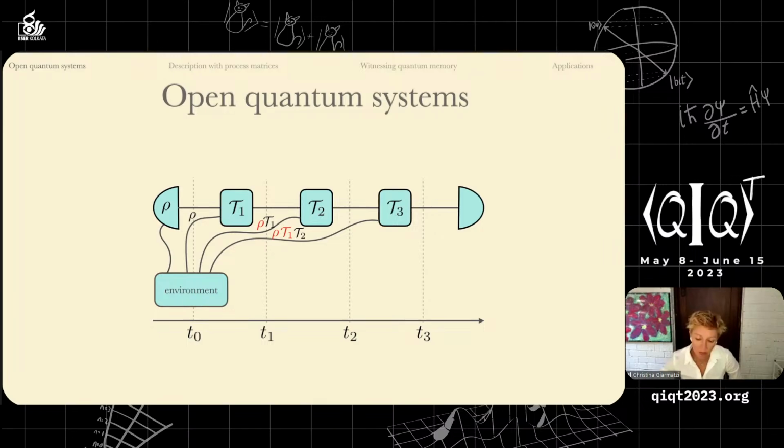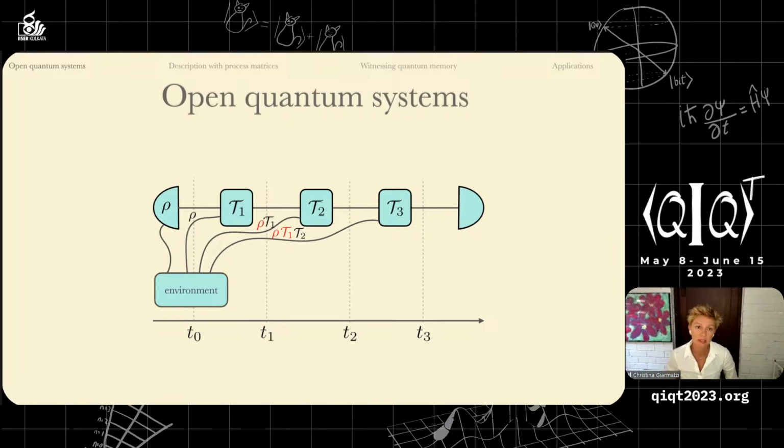All right, so open quantum systems. Typically, we consider a system. Okay, so I can't really point. So we have a system here. We prepared it in a state rho, and it evolves in time. You can see the time axis, and then you can apply different operations on it.